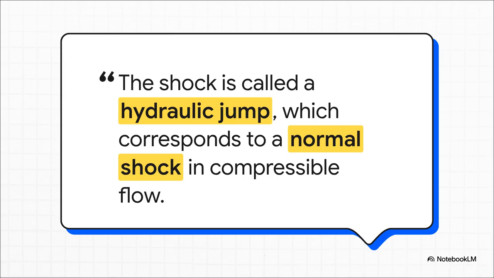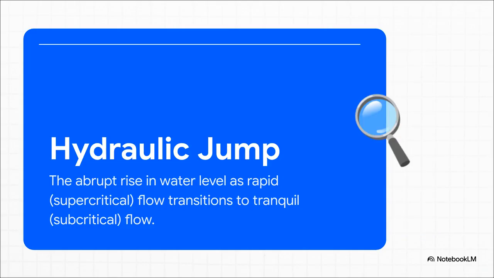a hydraulic jump. So visually, a hydraulic jump is this sudden, often really turbulent rise in the water level. The flow goes from being very shallow and fast, that's our supercritical state, and then bam, it abruptly jumps up to become much deeper and slower, which is our subcritical state. It's a dramatic and super rapid transition.